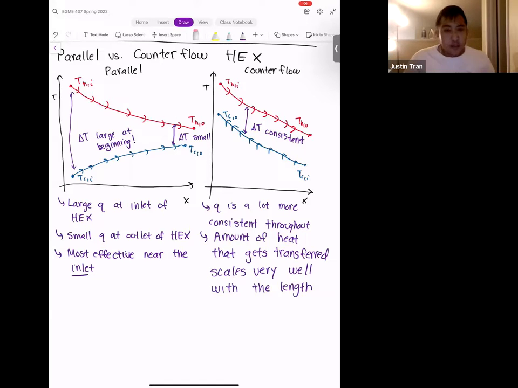And so with these in mind, this gives us some criteria, or some situations where one is better than the other. Based on the fact that the parallel flow heat exchanger is a lot more effective near the inlet, parallel flow heat exchangers work great when you don't have a lot of space.